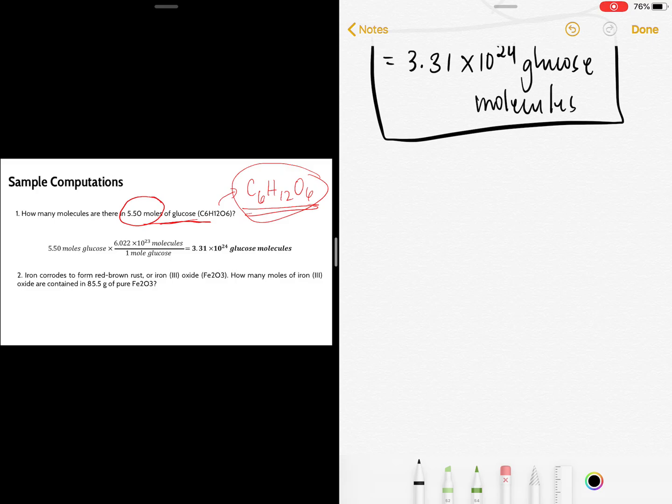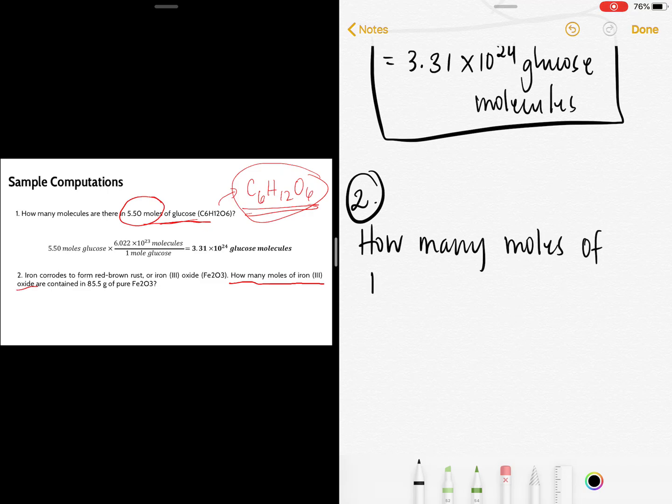After reading the problem, ano yung una nating ginagawa? Ask yourself, ano yung unit na hinahanap? So, yung unit na hinahanap dito is how many moles of iron 3 oxide. So, how many moles? So, this is number 2. How many moles of Fe2O3? Ito yung hinahanap, di ba?